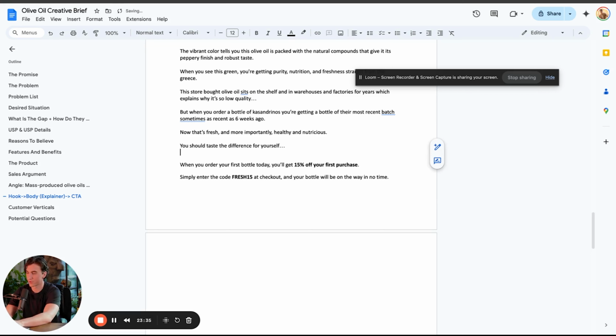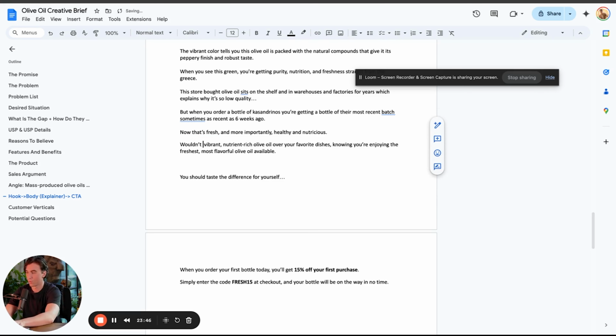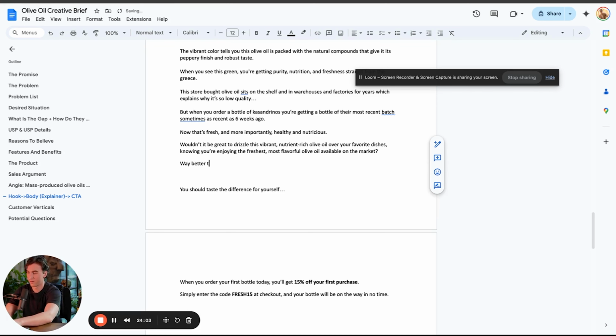You should taste the difference for yourself. Wouldn't it be great to drizzle this vibrant, nutrient-rich olive oil over your favorite dishes, knowing you enjoyed the freshest, most flavorful olive oil available on the market? Way better than this low-quality stuff. So we'll do this.